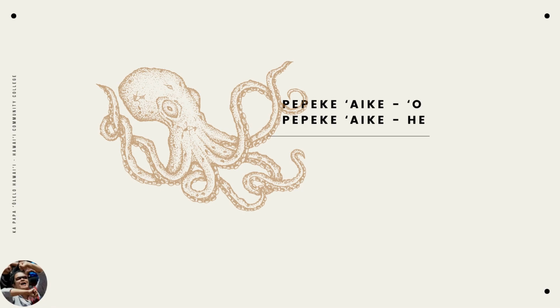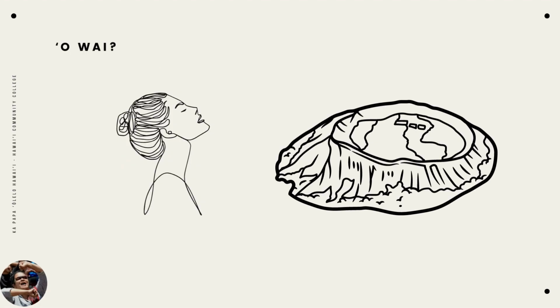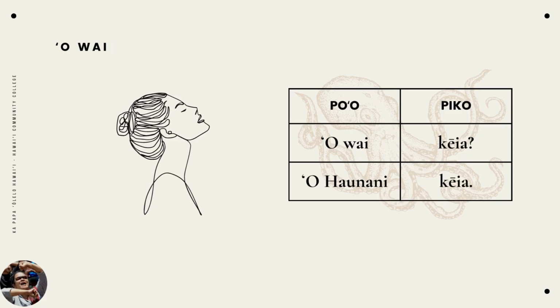In this video, let's learn how to use this Pepeke to ask who or what someone or something is. Do you remember these images? If I want to ask who this is, say ʻOwaiʻi keia. When you use the po'o ʻowaiʻi, you are asking for the name of someone or something. To answer, simply substitute the word vai for the name.